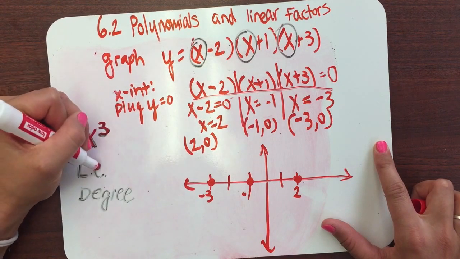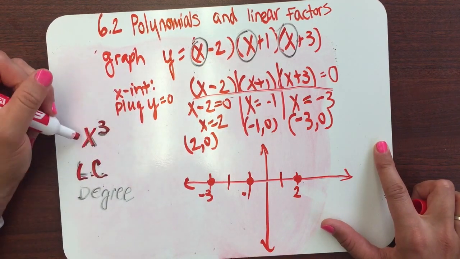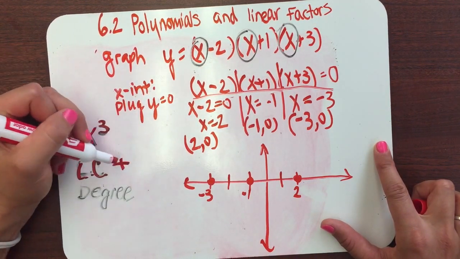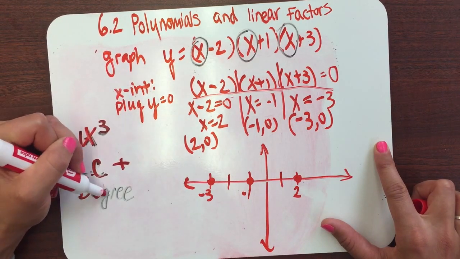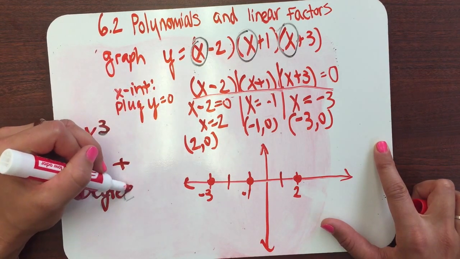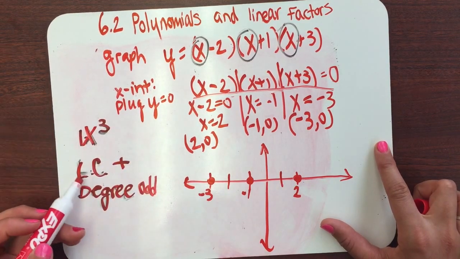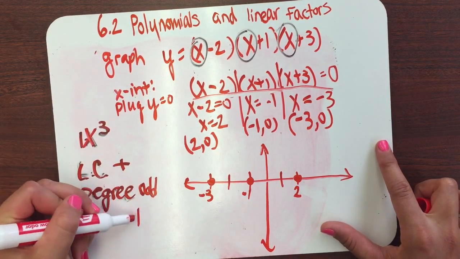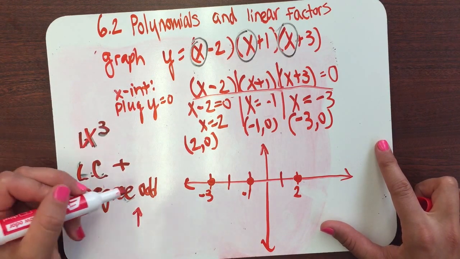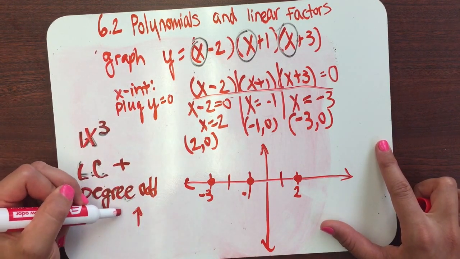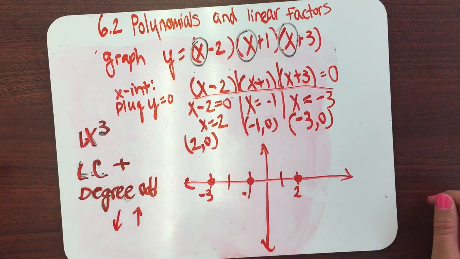So for the leading coefficient, we say, is it positive or negative? And in this case, it is positive. And then for the degree, we say, is it even or odd? And in this case, a 3 is odd. So when the leading coefficient is positive, the right side always goes up. And when the degree is odd, it's always the opposite end behavior, so the left side goes down.